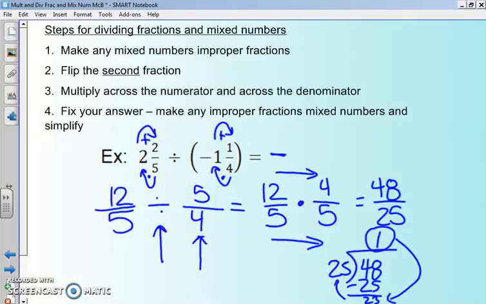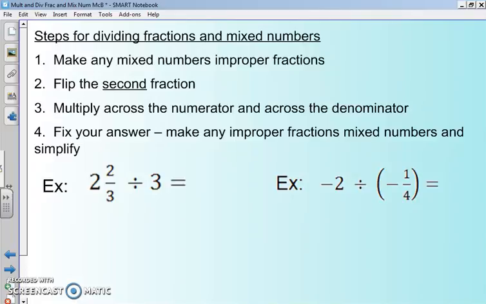I knew my answer was negative way back here. So I'm just going to rewrite it up here a little bit, negative 1 and 23 25ths as my final answer. In simplest form, with the negatives, all done. So let's take a look at a couple more examples, see how we can do on this.